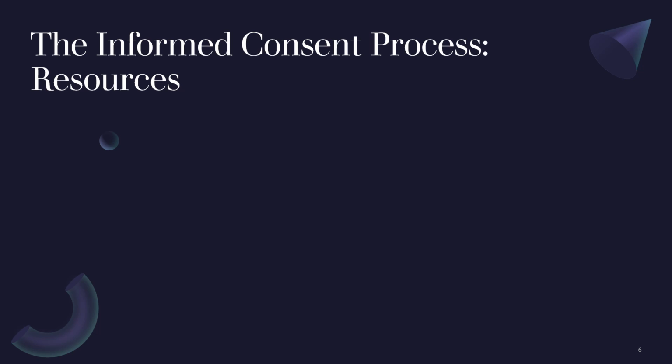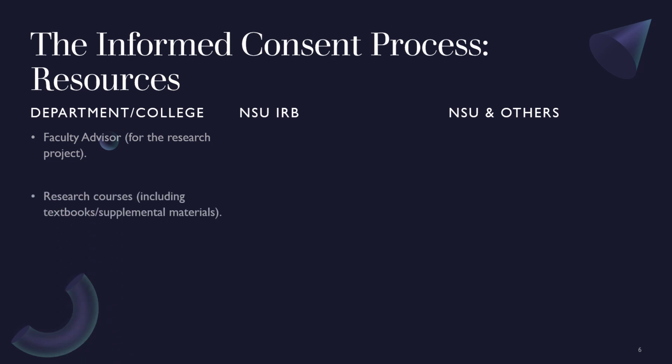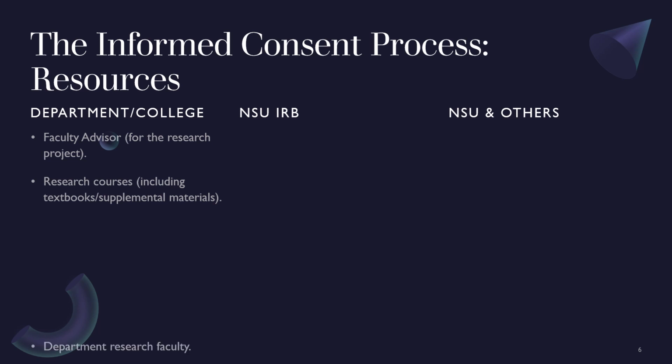The informed consent process and its resources. Resource number 1 is department or college. Resource number 2 is NSU IRB. And resource number 3 is NSU and others. Under department and college is faculty advisor, which is for the research project. And then you have research courses, which includes textbooks or supplemental materials.